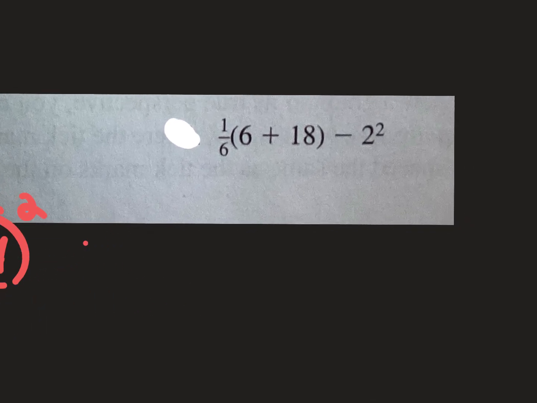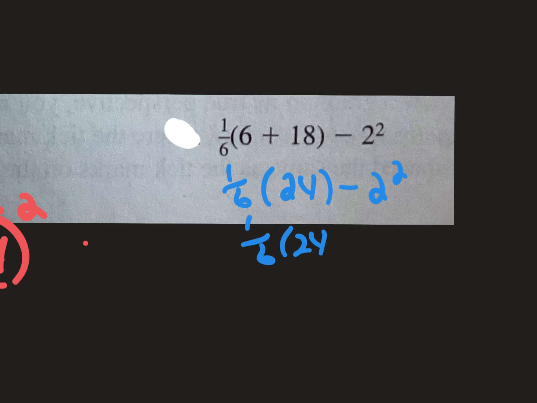One more here just to show you. This one, pretty good. Please excuse. So really this parentheses right here comes before the exponent does. Okay, so do the parentheses first. Now do the exponent. Exponent next. 2 squared is 4. Now I'm going to do the multiplication before subtraction. 1/6 of 24 is 4, minus 4. All that work just to get 0 at the end.